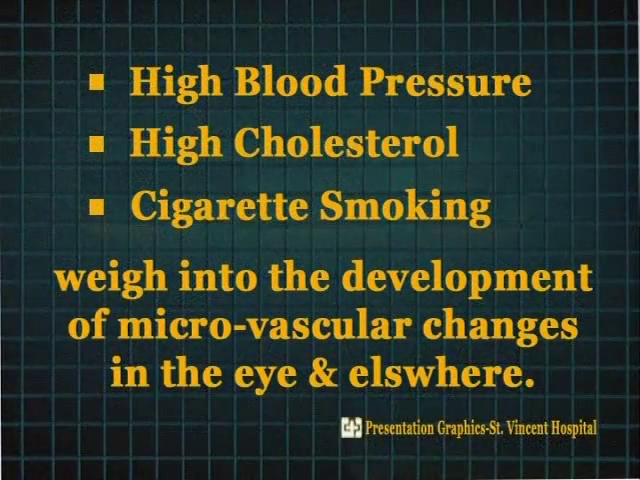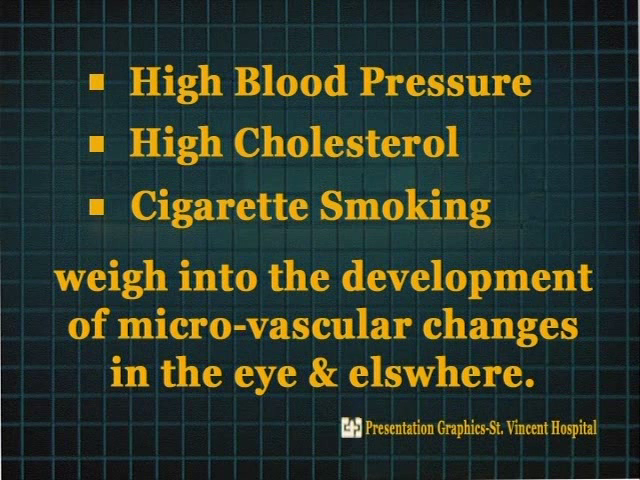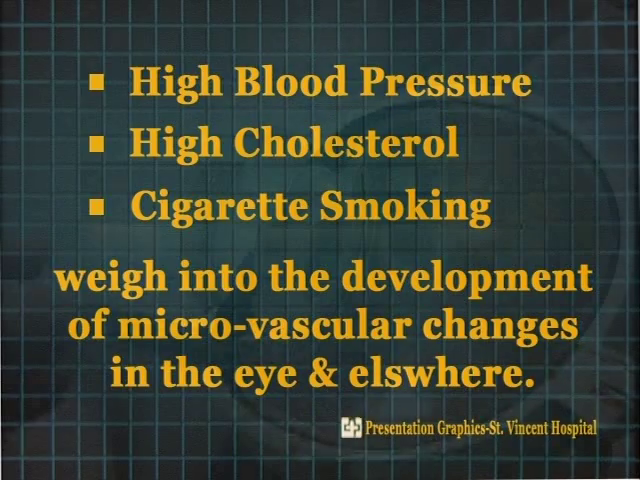And currently, the recommendation of the American Diabetes Association is to try to essentially normalize your hemoglobin A1C or normalize your blood sugars, so that typically you're going to want your blood sugars 100 to 120 ideally. Also, other factors such as high blood pressure, high cholesterol, cigarette smoking heavily weigh into the development of such microvascular changes in the eye and elsewhere.